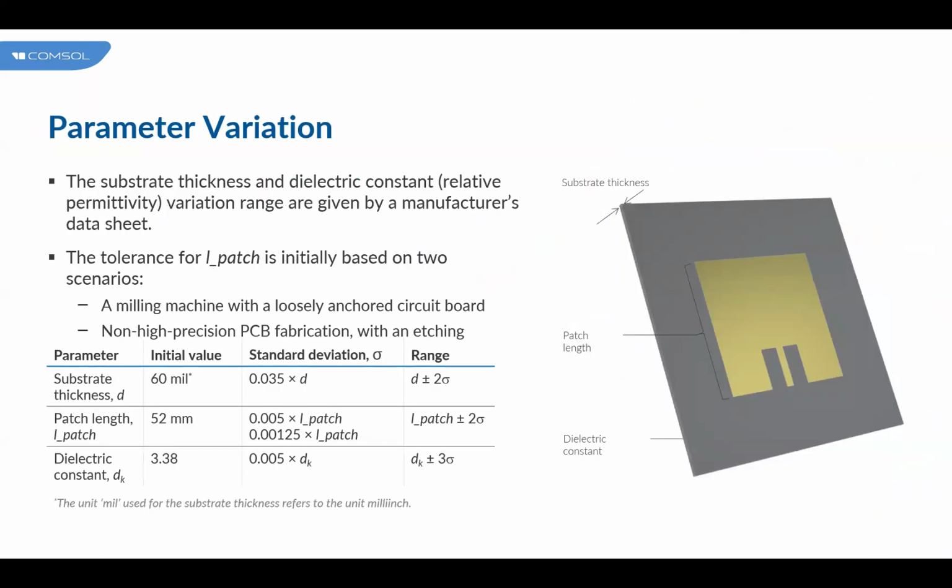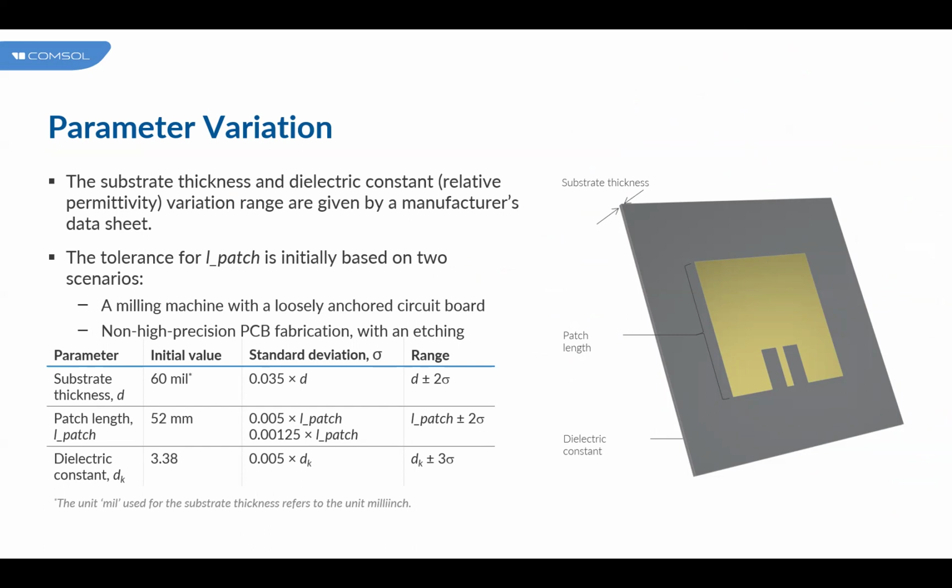Time to select our input uncertainty quantification parameters. In real-world fabrication, the variations in substrate thickness and dielectric constant can significantly impact antenna performance. These variations are typically provided by manufacturers in datasheets and must be accounted for in the design process. One more factor to consider is the patch length, which can vary due to the selected fabrication method and its precision. For all input parameters, we are going to consider a normal distribution based on the standard deviation and truncate the right and leftmost tails to keep our analysis rather simple.